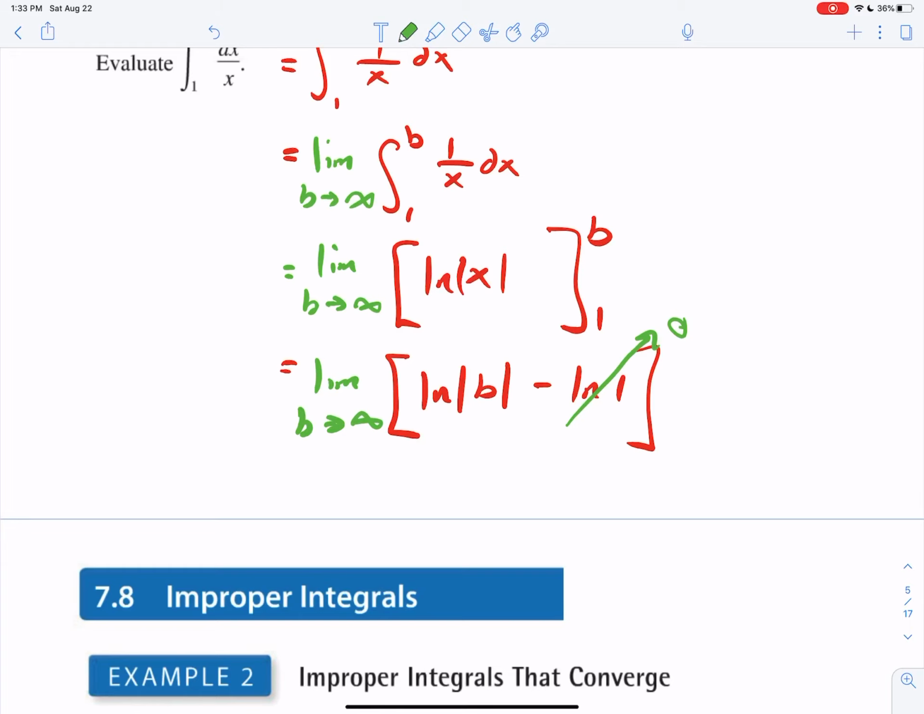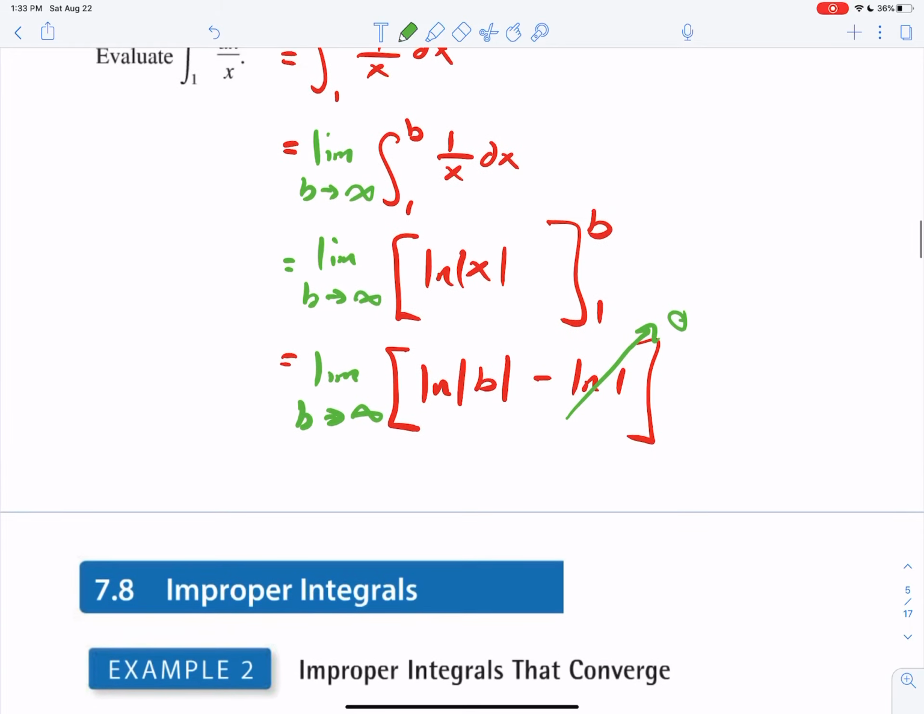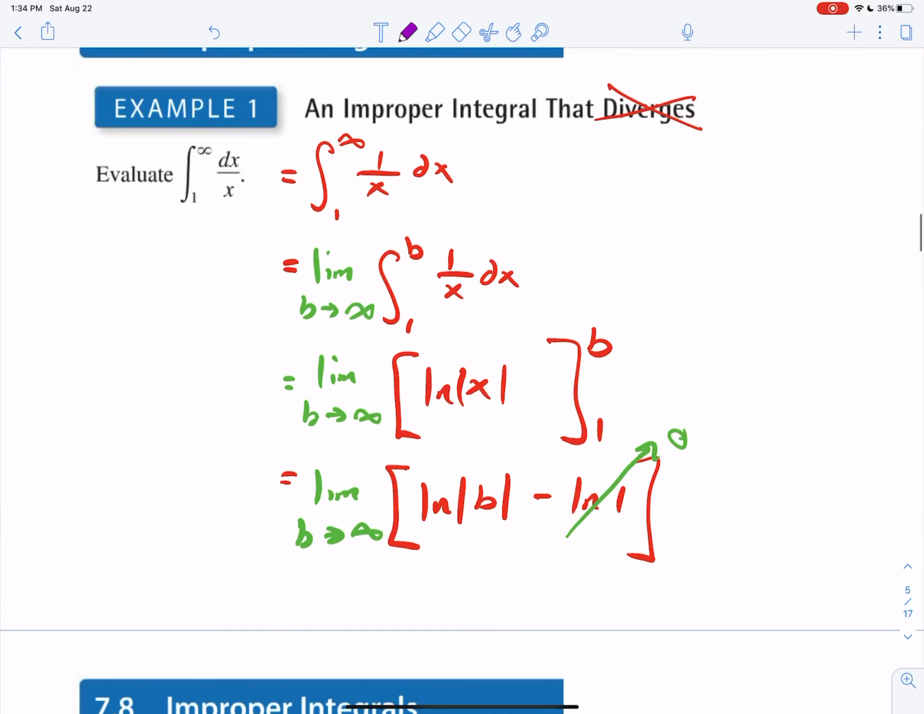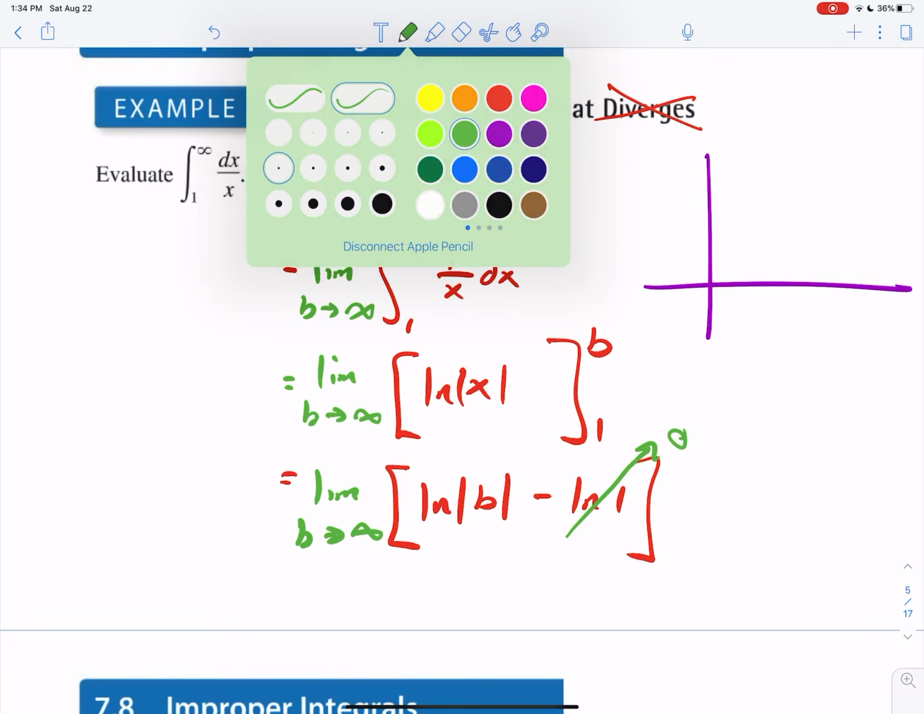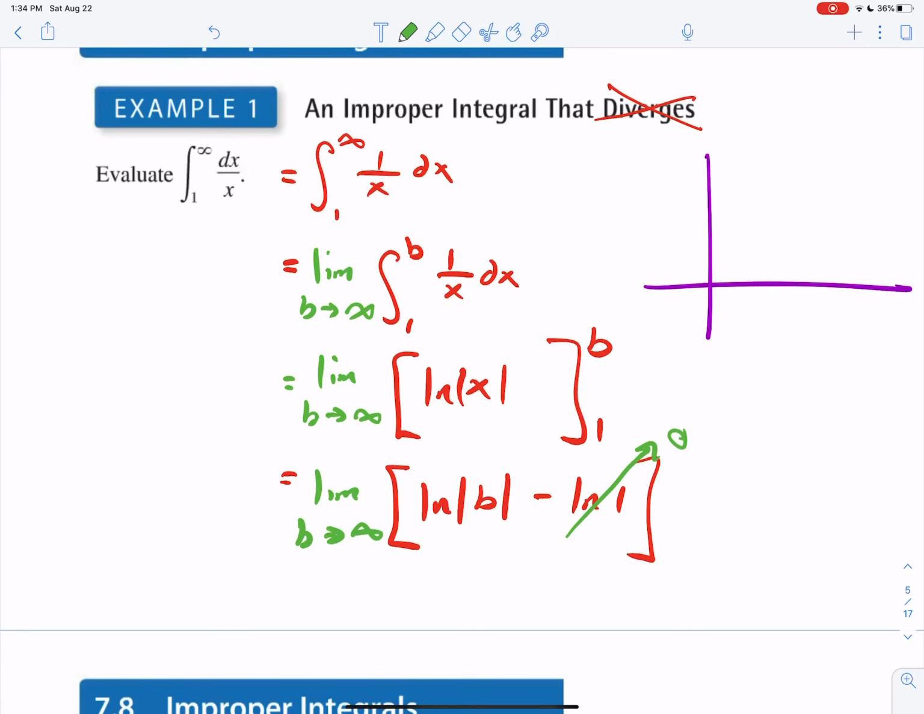So here's where you guys have to analyze your graphs here, okay? We're finding out what happens to natural log when b goes to infinity. So think about it graphically. What does a natural log look like? It's okay if you guys forgot. But let me draw you the picture. Natural log looks a little bit like this. It's a very slow increasing function. So answer this question here. What is the limit of the natural log of b as b goes to infinity?